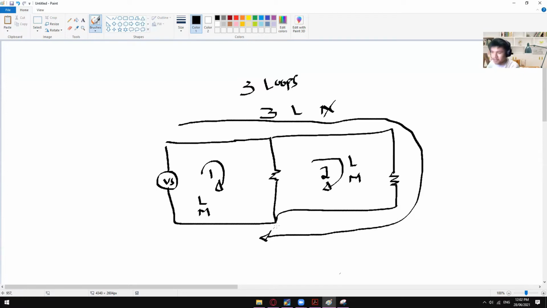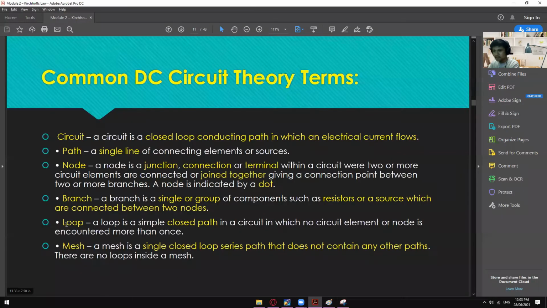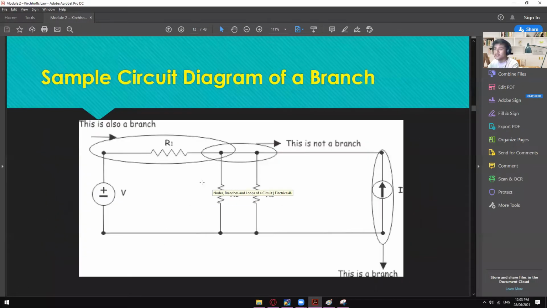I hope you won't get confused when it comes to the definition of loop versus mesh. Here's a diagram for a branch. We have a node right here and another node right here, and it has a component inside, so we can call this a branch. But here, we have a node and another node, but there is no component between them, so we cannot call this a branch. We can only call it a branch if there is a component between the two nodes. Like for example this one, another node with a component inside of it, and that is also a branch.